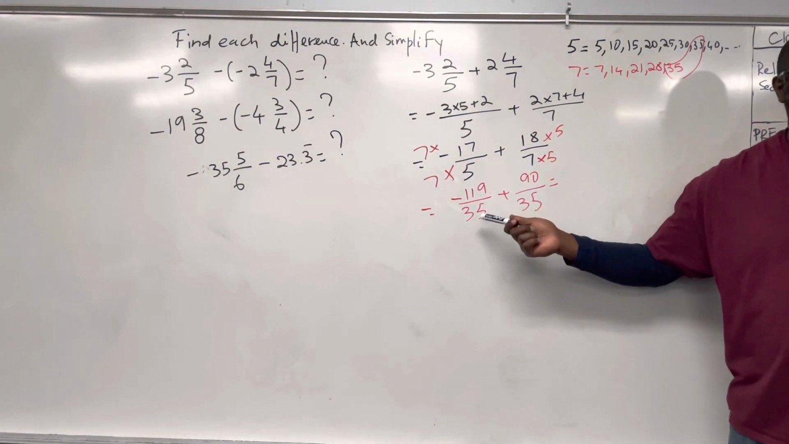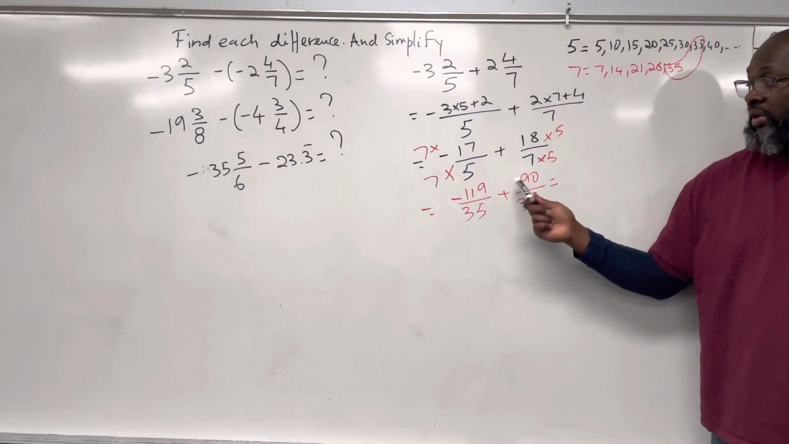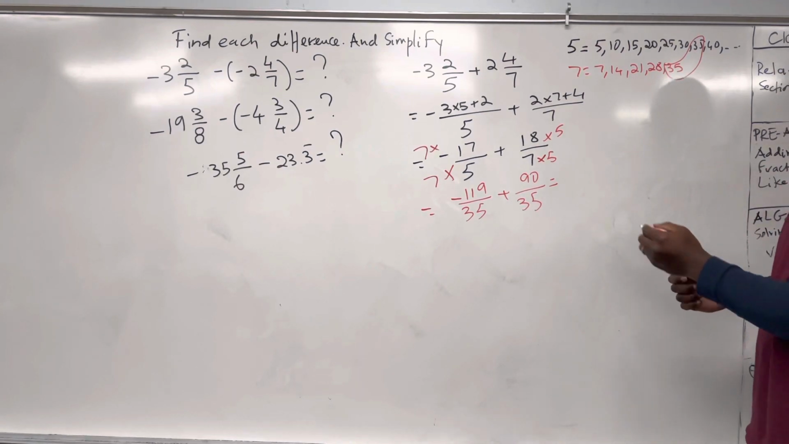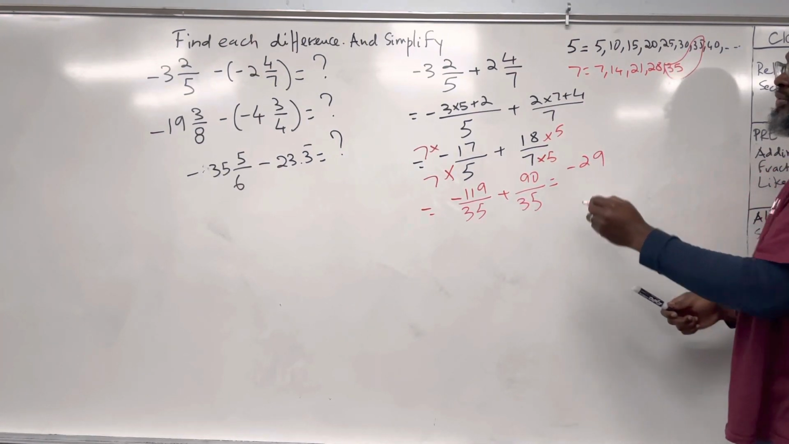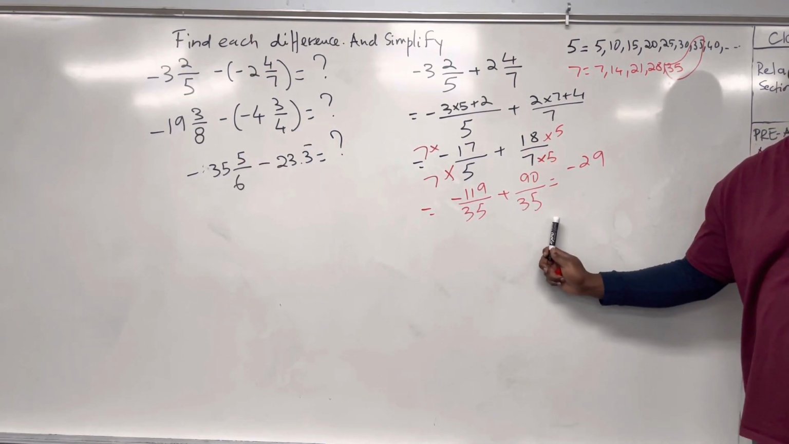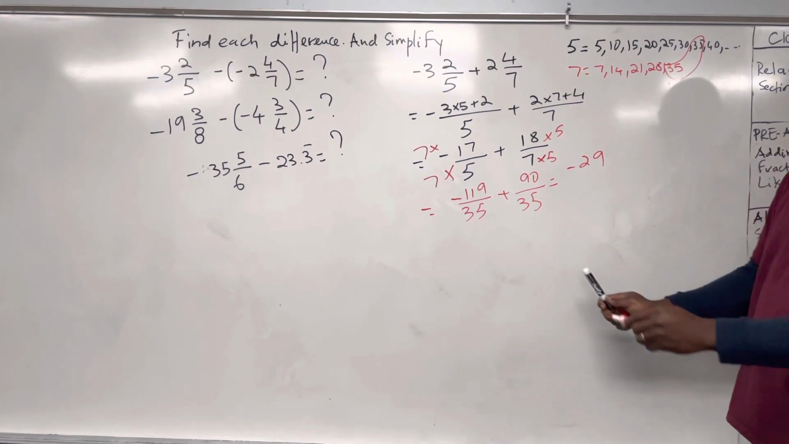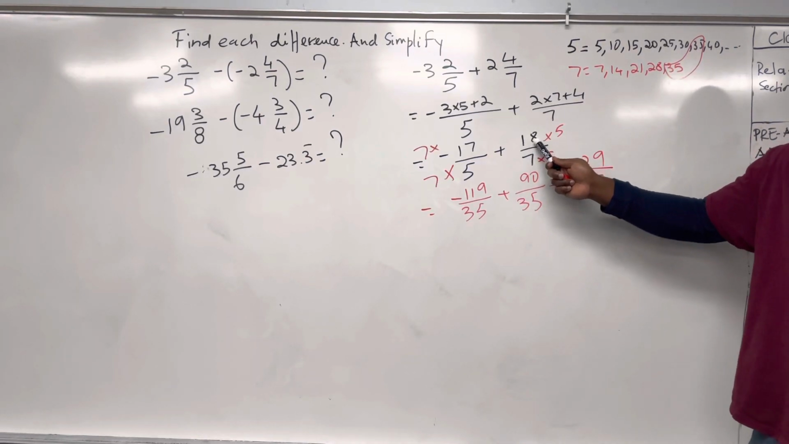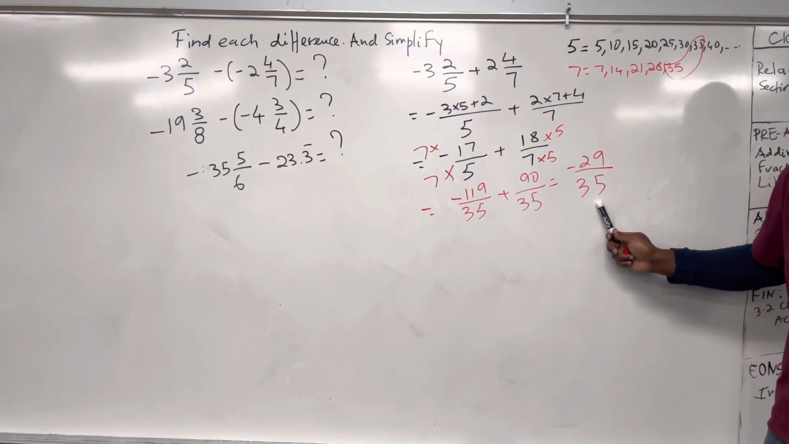And all you have to do now is just subtract. What is negative 119 minus 90? Negative 209, right? When you have two numbers of the same sign, you add them and keep the sign. How did you get 90? 5 times 18, that's 90, right? And then you stop here and that's it, all right?